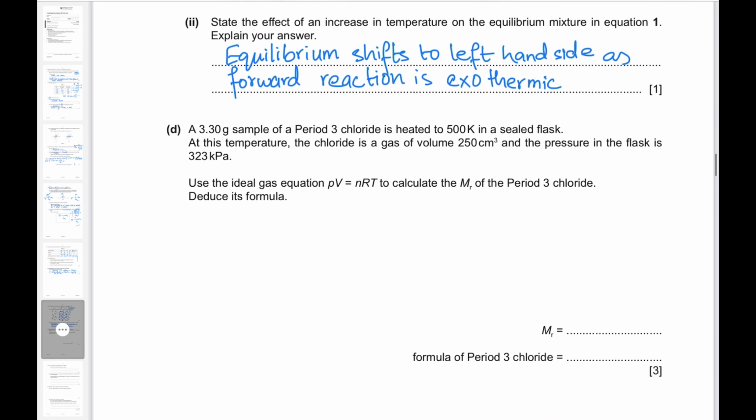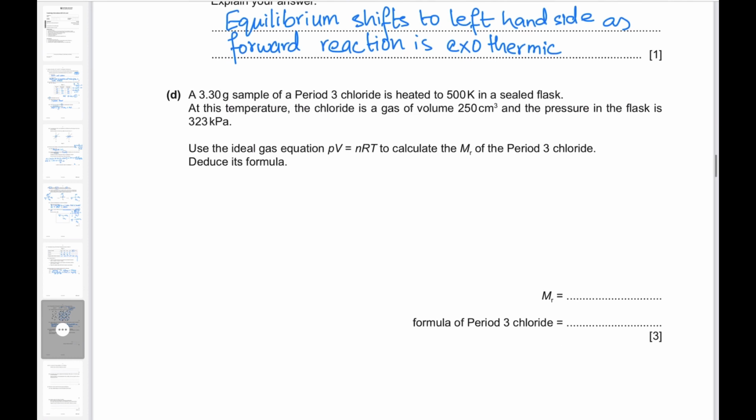D. A 3.3 gram sample of a period 3 chloride is heated at 500 Kelvin in a sealed flask. At this temperature, the chloride is a gas of volume 250 cm3 and the pressure in the flask is 323 kilopascals. Use the ideal gas equation to calculate the molecular mass of the period 3 chloride to deduce its formula.